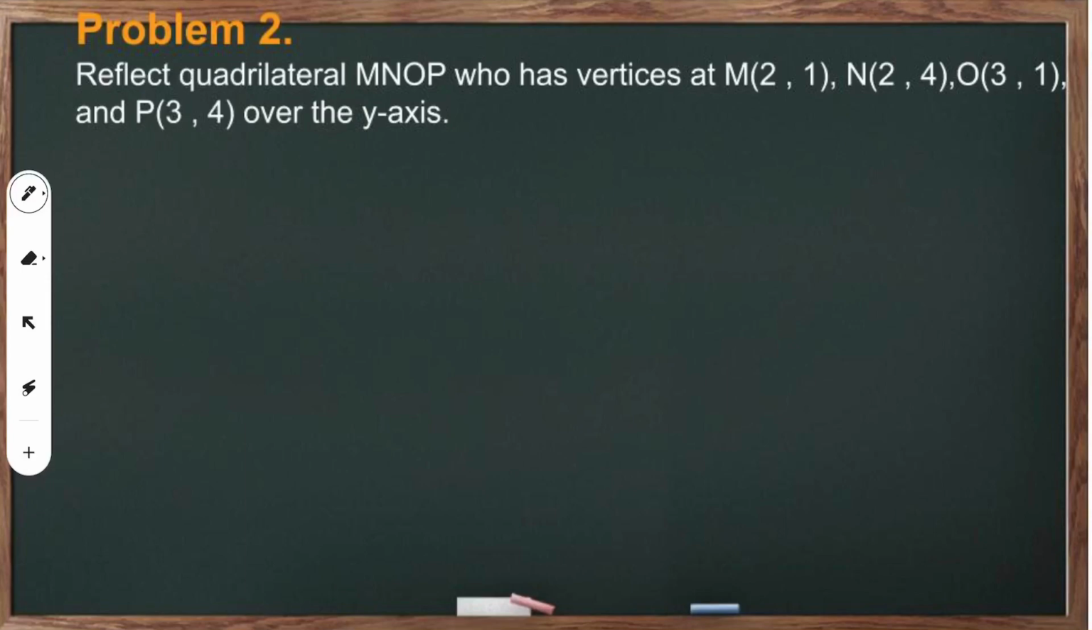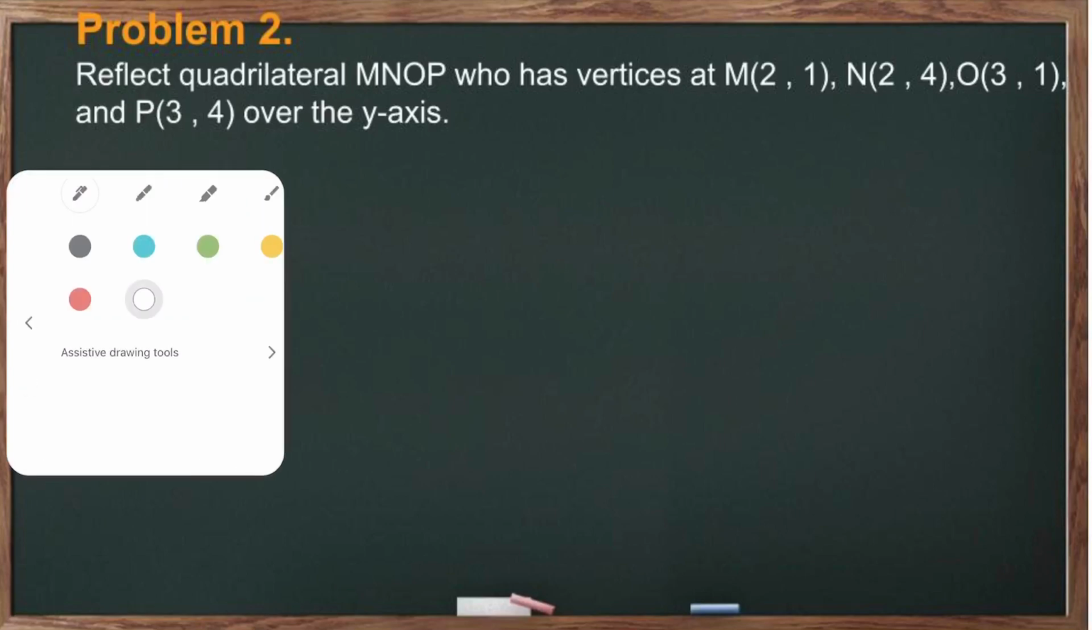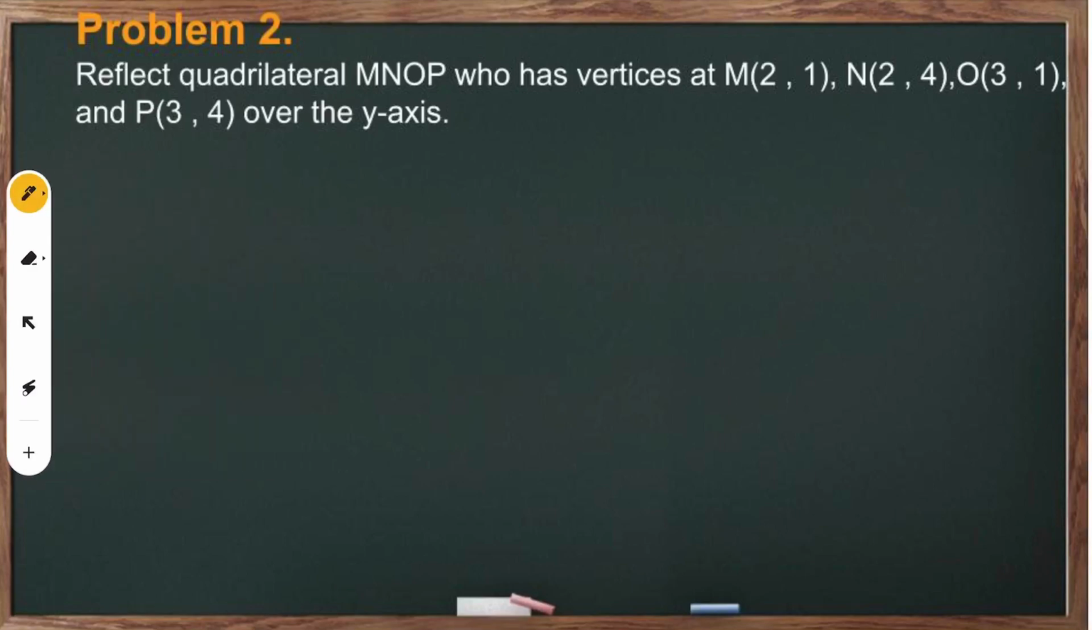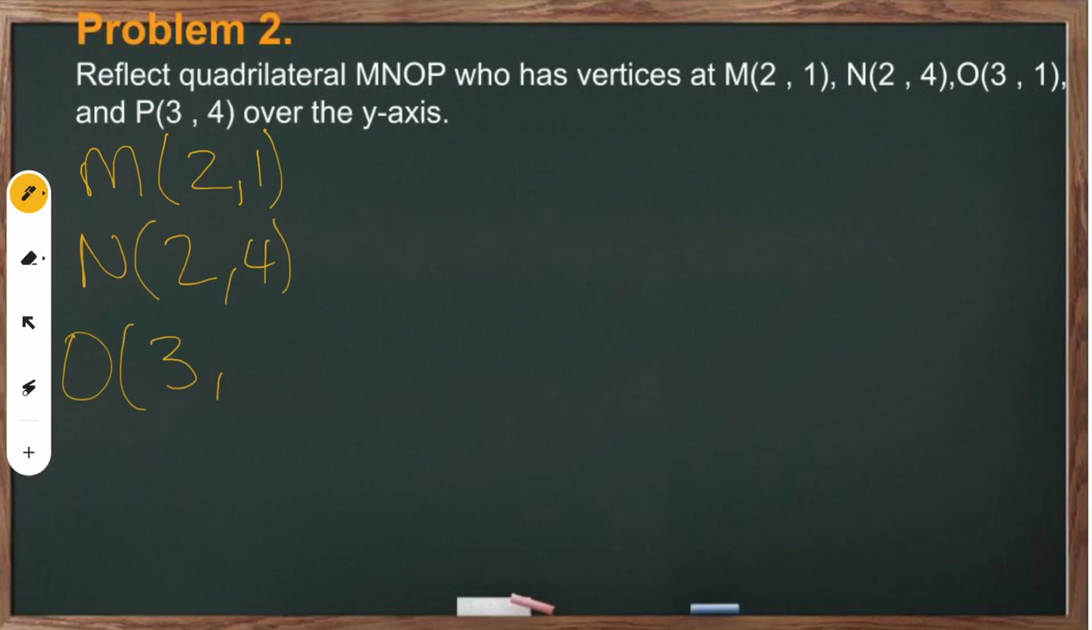So problem number 2 reads, reflect quadrilateral MNOP, which has vertices at M(2, 1), N(2, 4), O(3, 1), and P(3, 4), over the y-axis. So first things first, again, I want to identify my points on my pre-image. M is at 2, 1. N is at 2, 4. O is at 3, 1. And P is at 3, 4.